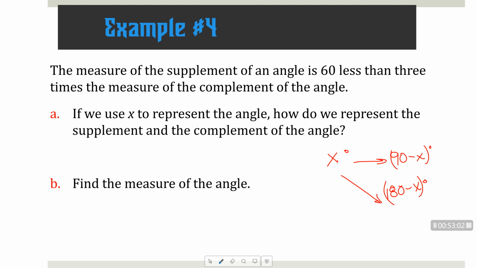Okay, so if our angle is x degrees, it says the measure of the supplement of the angle. Sam already told us that's 180 minus x. Is the same thing as equals. Is 60 less than. What mathematical function is less than? Addition, subtraction, multiplication, division. Subtraction. So we're going to subtract 60 from that. Less than 3 times the measure of the complement.